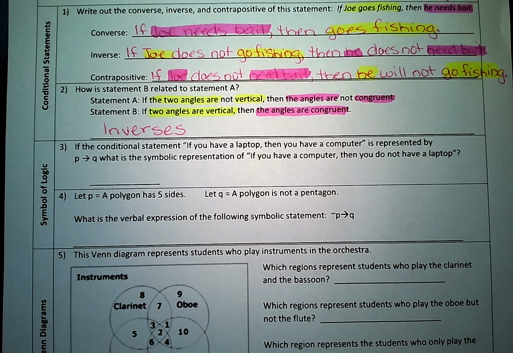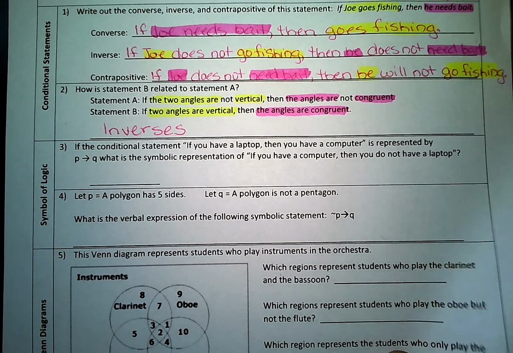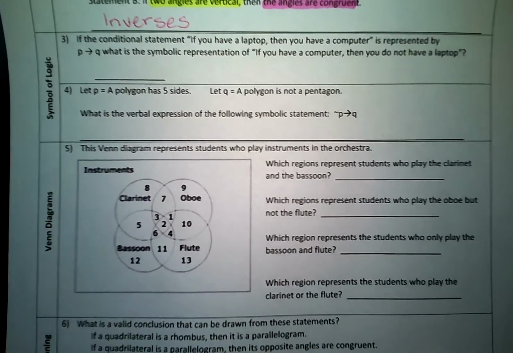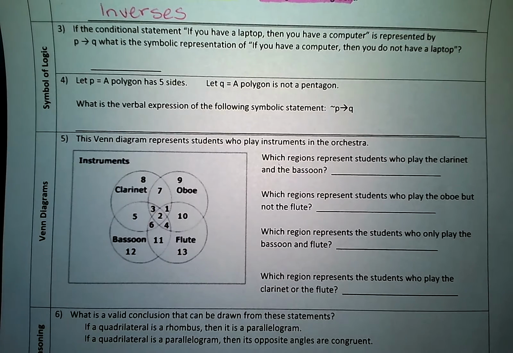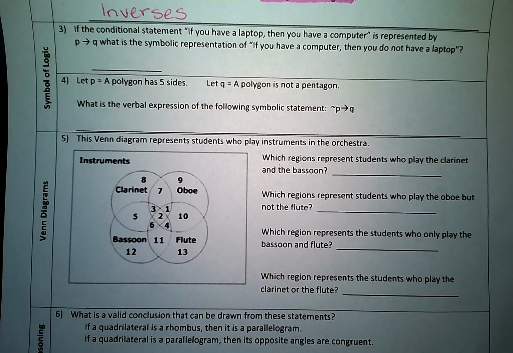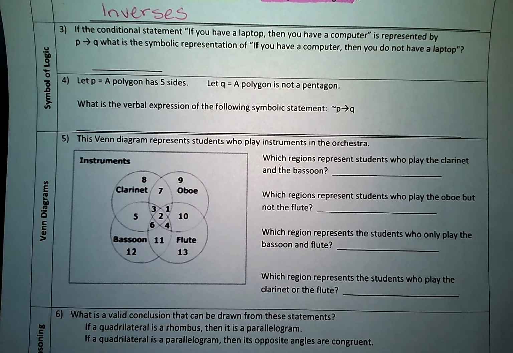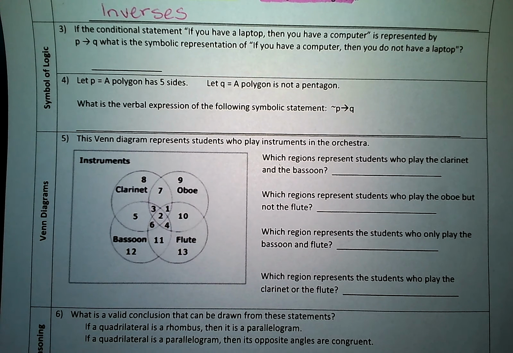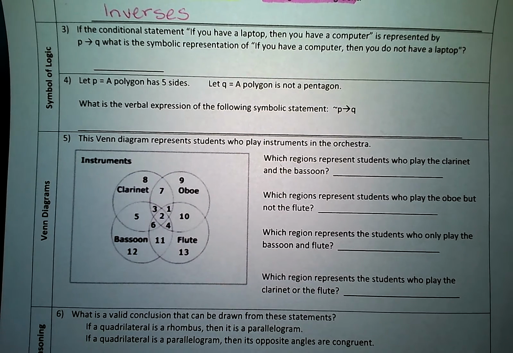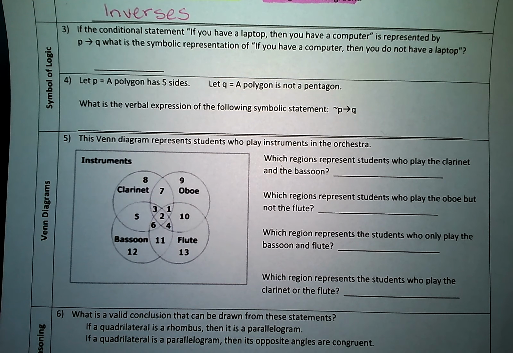Okay, let's move on to the symbol of logic here. Slide this up a little. Let's see what we're asked to do. It says if the conditional statement, if you have a laptop, then you have a computer, is represented by P to Q, then what is the symbolic representation of if you have a computer, then you do not have a laptop?